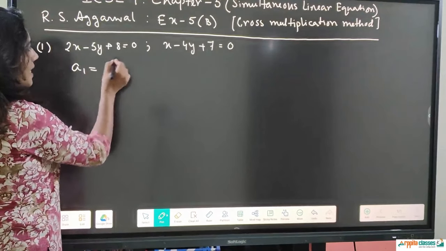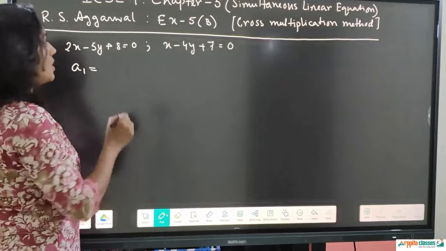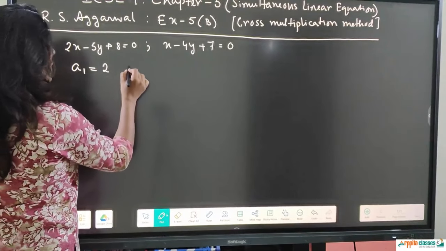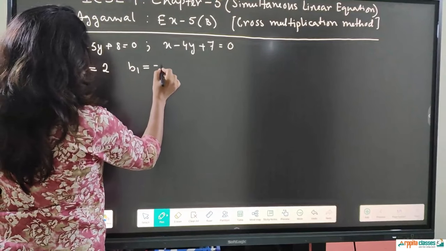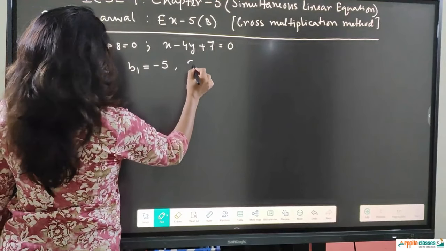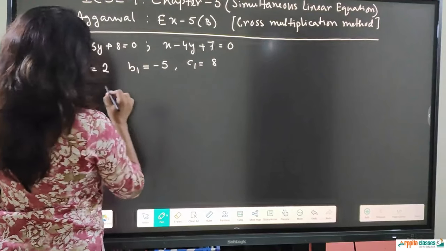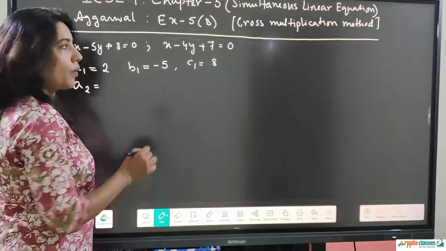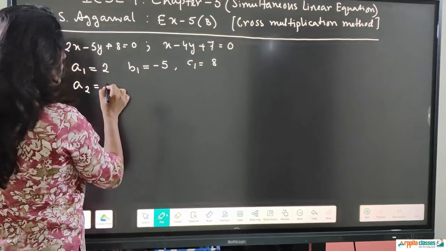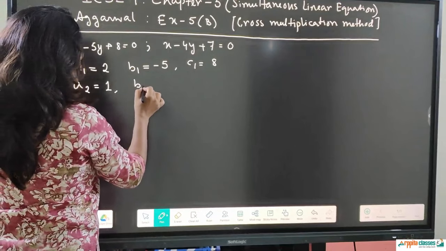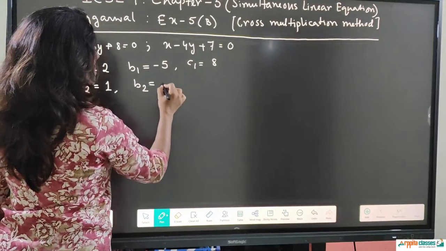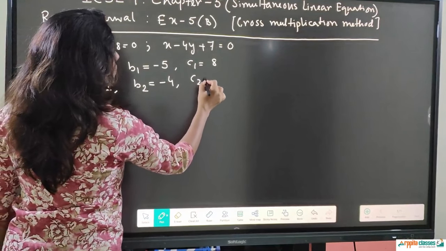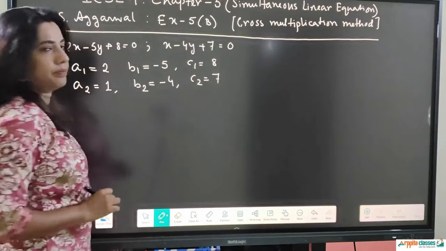Considering this is the first equation, A1 is 2, B1 is minus 5 and C1 is 8. Whereas A2, considering this as the second equation, the coefficient of x is A2, that's 1, B2, the coefficient of y, is minus 4, and C2, the constant term, is 7.